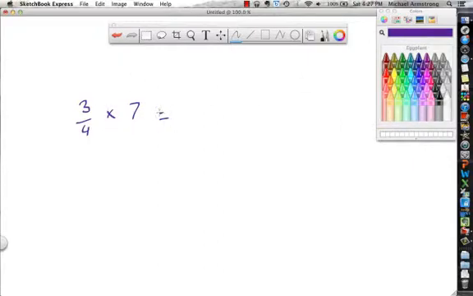3/4 times 7 is the same thing as 3/4 times 7 ones. A lot of times we'll just write it 3 times 7 over 4. 3/4 times 7, it's just the top number, the numerator, multiplied by the numerator, over the bottom number, the denominator, multiplied by the denominator. So it's 3 times 7 over 4, which is equal to 21 over 4.